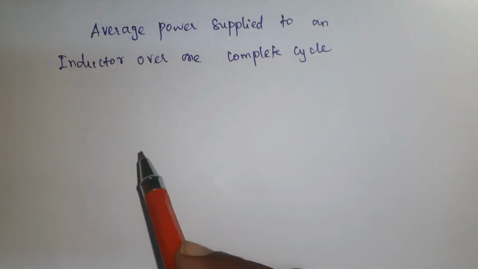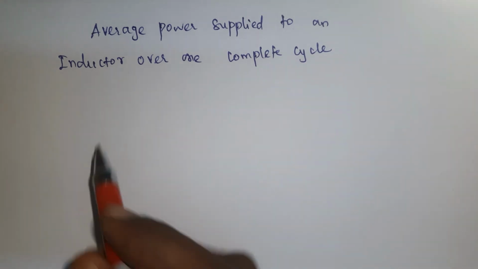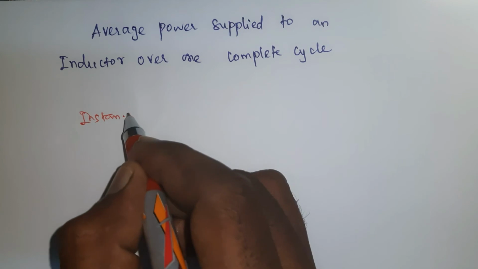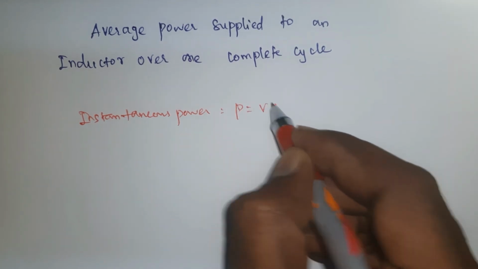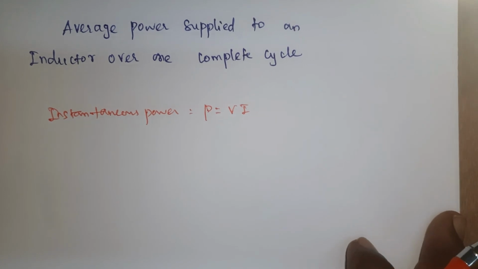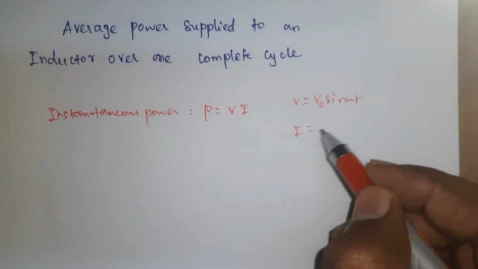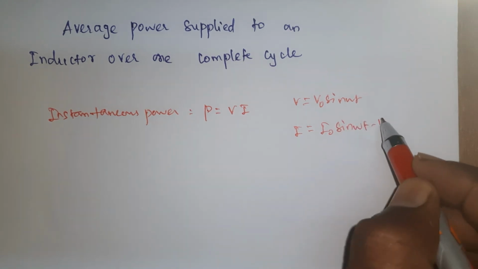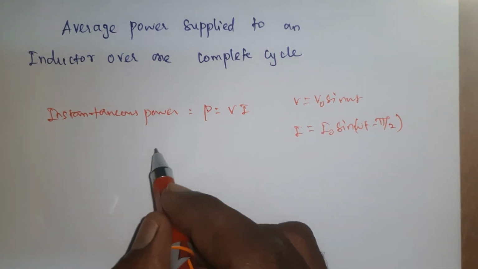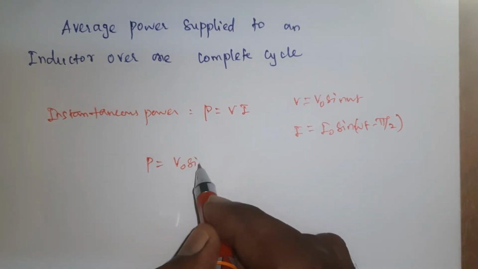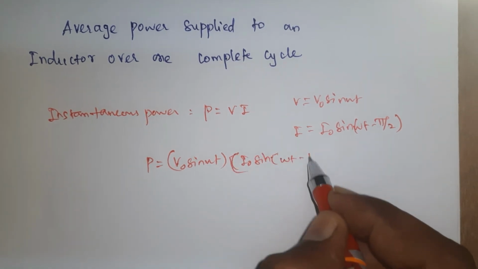Power supplied to an inductor over one complete cycle. First we will discuss the instantaneous power. P is equal to Vi at any instant. For an inductor connected to AC, the voltage is V equals V naught sine omega t, then I equals I naught sine omega t minus pi by 2, because current is lagging behind the voltage. Substitute this V and I in this equation. For instantaneous power, P is equal to V naught sine omega t and I naught sine omega t minus pi by 2.